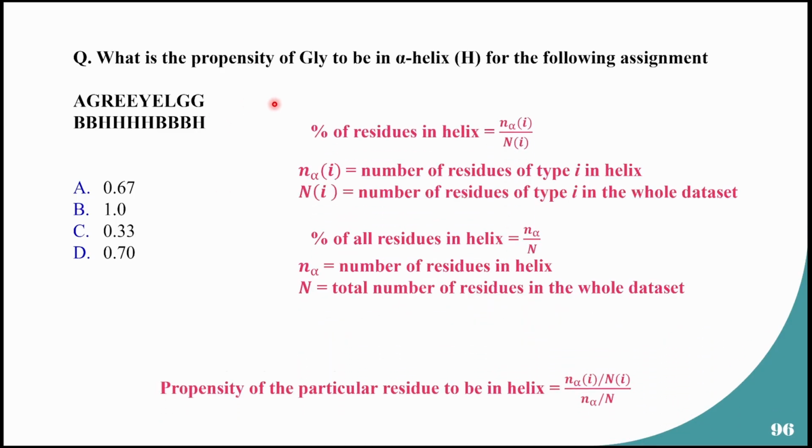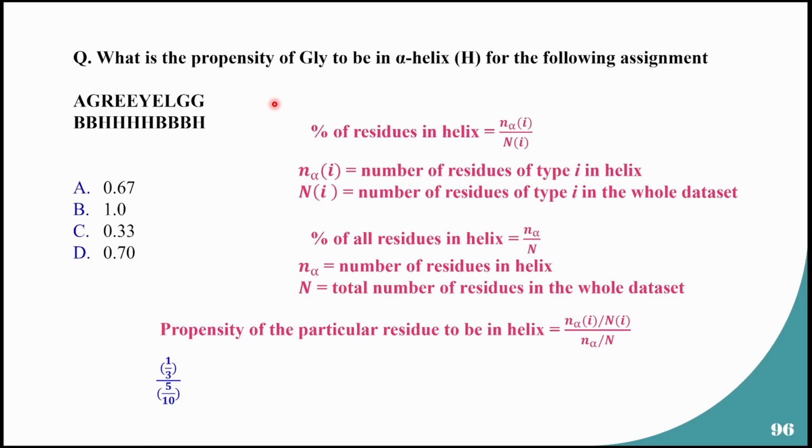Another calculation you can do is the propensity calculation from amino acid sequences. What is the propensity for a particular type of amino acid to be present in a particular type of secondary structure? In that case, you need to calculate two fractions. Let's say we are doing the propensity for a helical structure. One is how many of this type of residue are in helix, and the other is how many of this residue are in the whole data set. So you calculate a fraction of alpha of i divided by capital N of i, and you do the same thing for all of the residues.